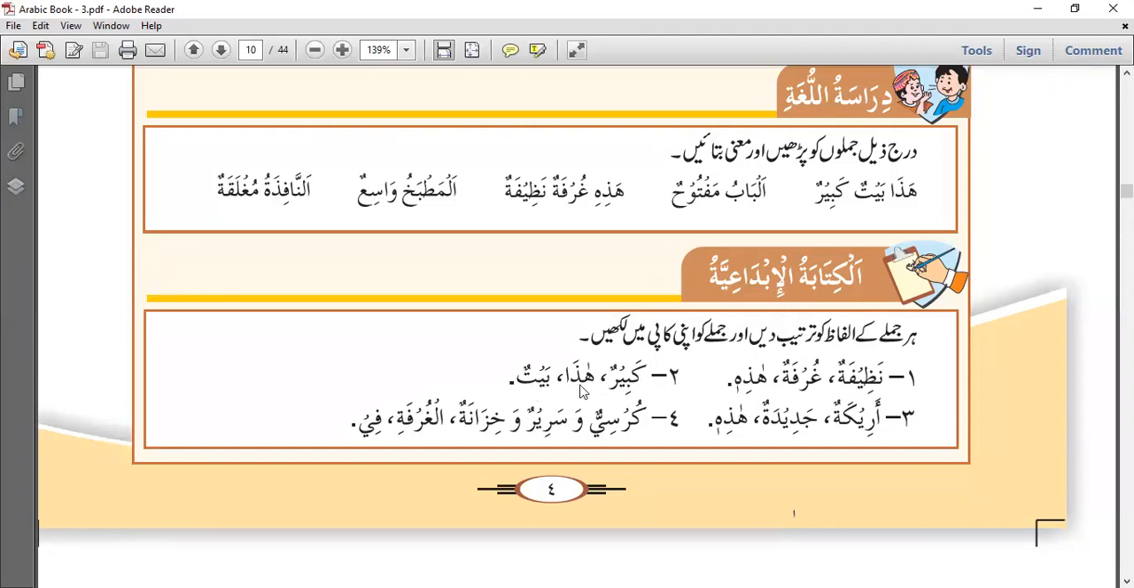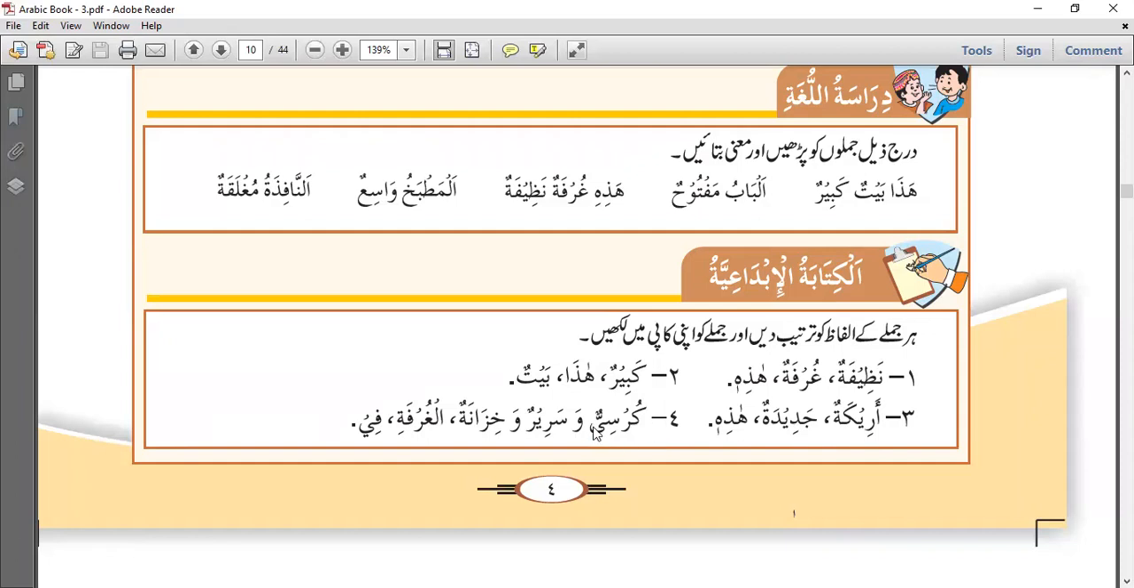Second one is kabirun haza baytun. First of all, we will use haza baytun and then kabirun. Haza baytun kabirun. Point number three is hazihi arikatun jadidatun. First hazihi, then arikatun jadidatun.